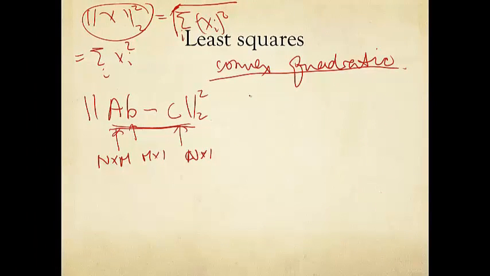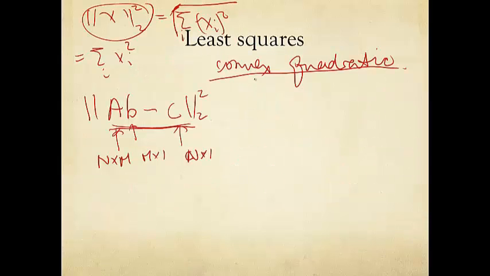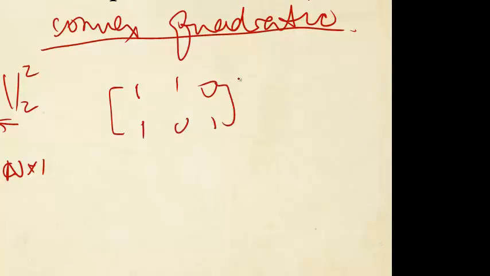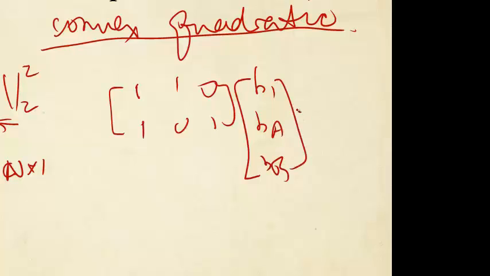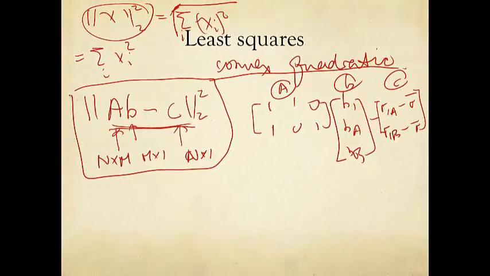In the particular case we just saw, we can also write this problem, minimizing this expression, in this standard form. It looks a little weird, but you'll soon see it's all right. The matrix is 1, 1, 0, 1, 0, 1. The variable vector we have is b1, ba, bb, and the constant vector we have is r1a minus r bar, and r1b minus r bar. This is our A, this is our b vector, this is our c vector, just to conform to the standard expression that we want to minimize in the least squares problem.